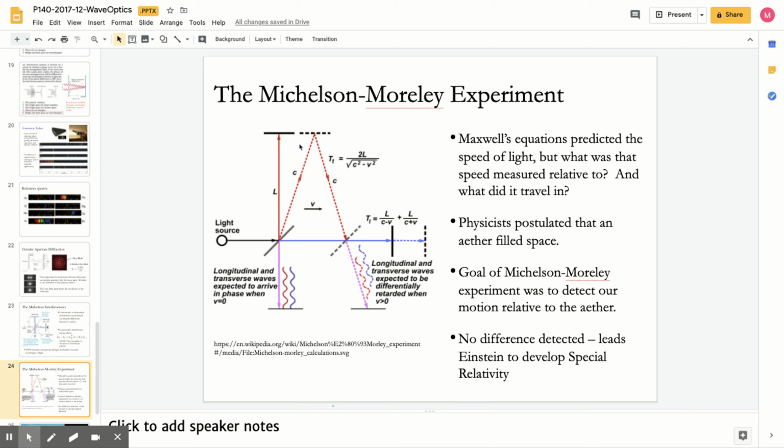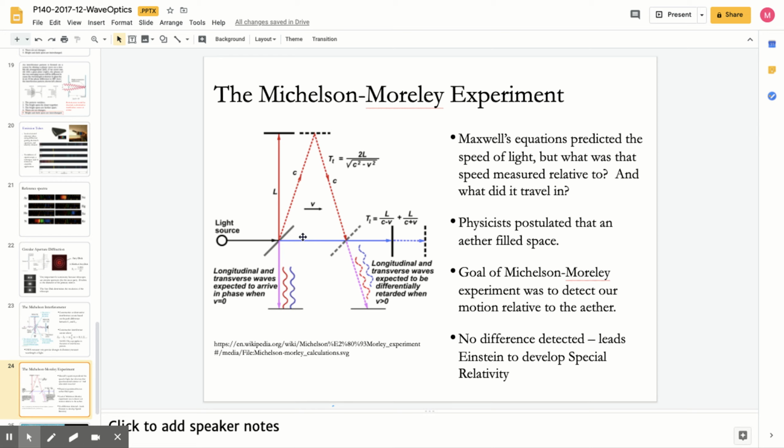They were thinking, well, if the Earth is moving, and if there's an ether, then we should be able to detect a wind. And that wind, in whatever direction it's in, is going to change the speed. We should be able to pick that up with our interferometer. So the idea was to use a beam splitter and send some of the light in one direction and some of the light in the other direction.